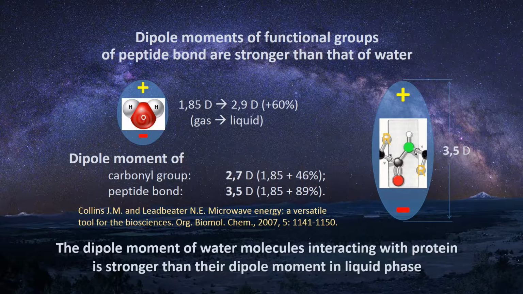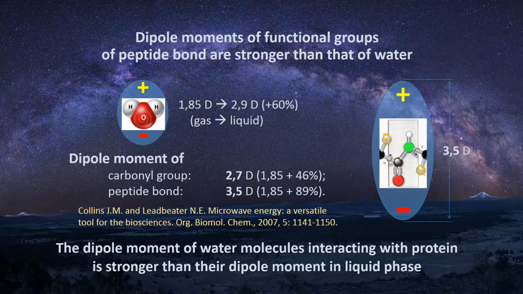The dipole moment of water is not a constant value. In a transition from the gaseous to the liquid phase, its dipole moment is increased by 60%. This is the result of dipole-dipole interactions between water molecules in the liquid phase. During these interactions, water molecules are polarized more than in the gas phase, and thus their dipole moment increases. If a water molecule interacts with a stronger dipole than itself, it will lead to even greater polarization of the water molecule and to an even greater increase in its dipole moment.